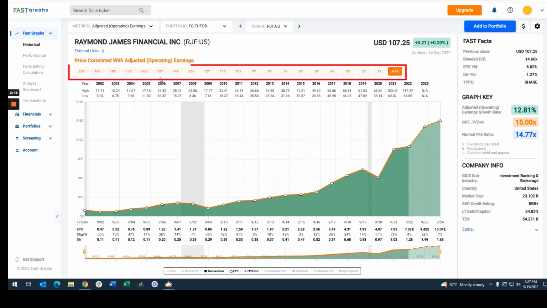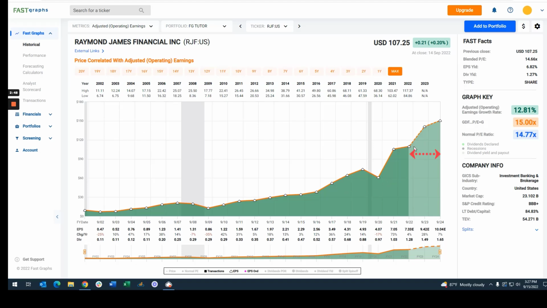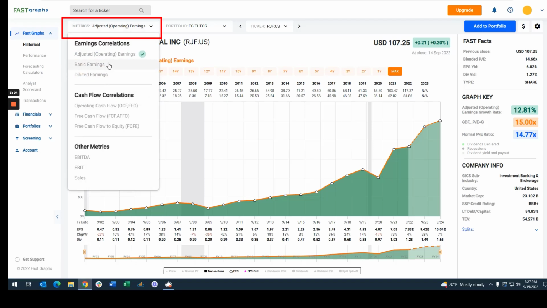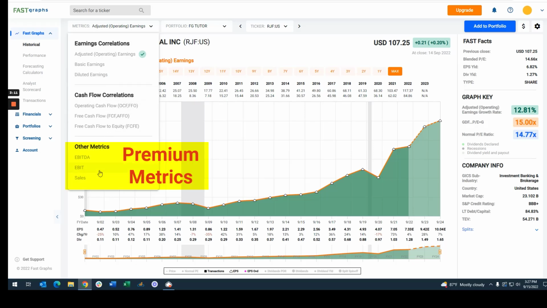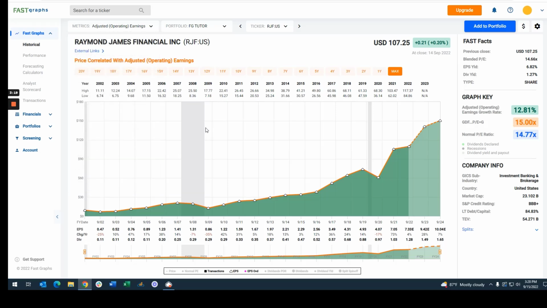We go up to 20 years of historical data, as you can see here. The light shaded areas and the broken line areas represent forecasts. The dark shaded and solid lines represent good historical data. And here I'm looking at adjusted operating earnings. This metric tab here gives you the ability to look at different types of earnings, basic and diluted, where diluted would be GAAP. You also can look at different cash flow iterations and other metrics like EBITDA, EBIT, and even sales, and look at price to sales. So it gives you the ability to look at a lot of fundamentals.